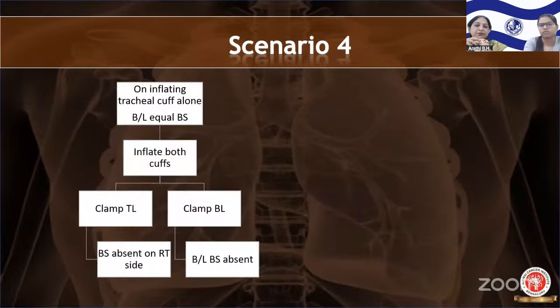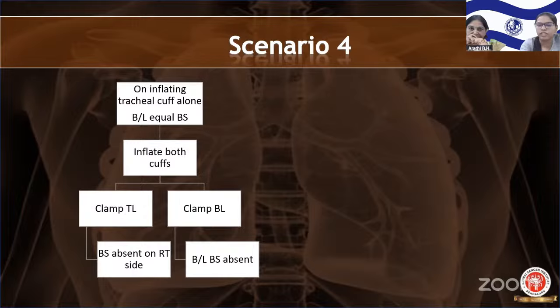Coming to scenario 4, here again after the DLT is placed and I inflate the tracheal cuff, I hear bilaterally equal breath sounds. Then I inflate both the cuffs and clamp the tracheal lumen. Now breath sounds are absent on the right side, which is normal. Again, I clamp the bronchial lumen. Now breath sounds are absent bilaterally.